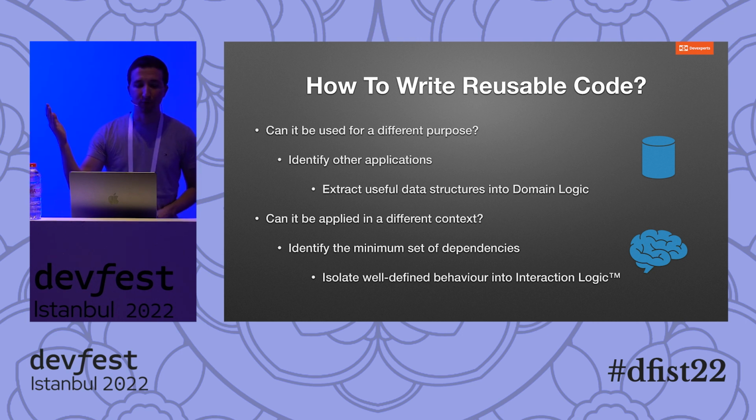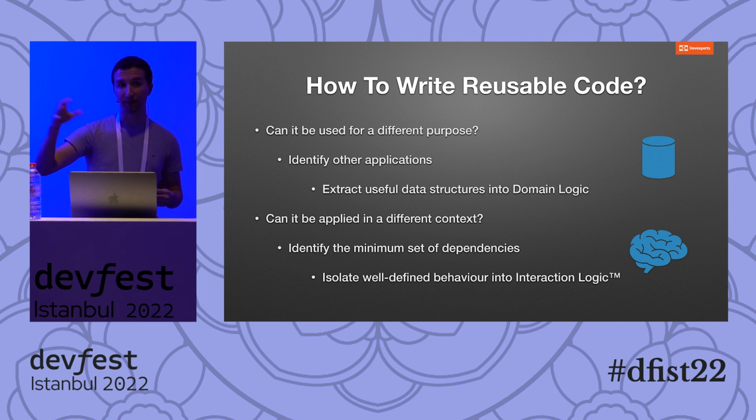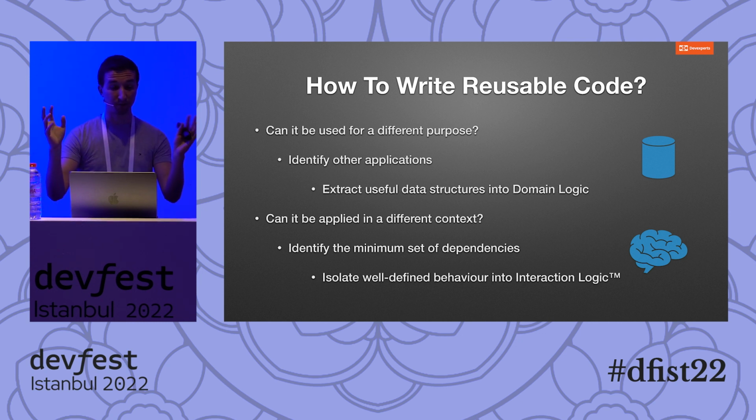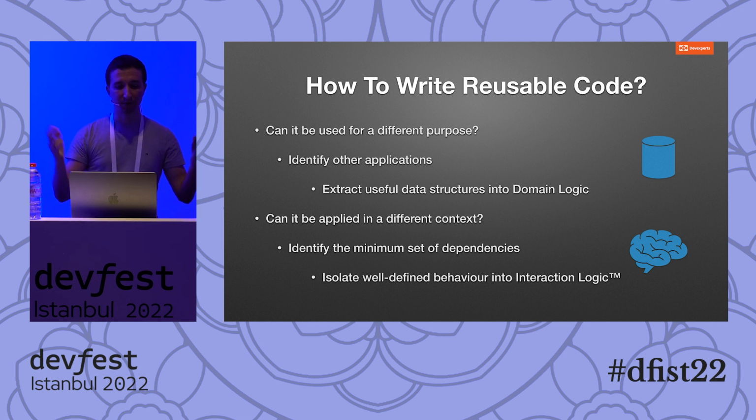On the flip side, if we are able to identify the important dependencies, we could try to isolate certain functions, and we can characterize them as what I want to call interaction logic. In some cases, it's also called services. It depends on whether you have, let's say, a server application or a GUI application. So there might be certain differences, but the fundamental idea is the same.